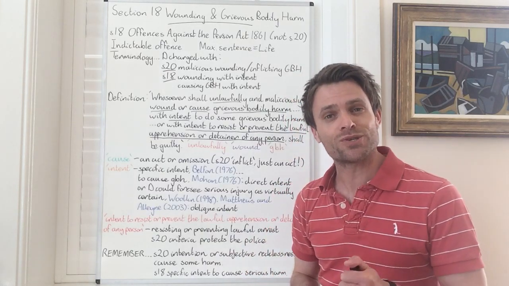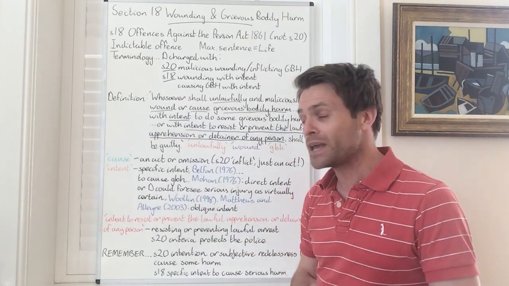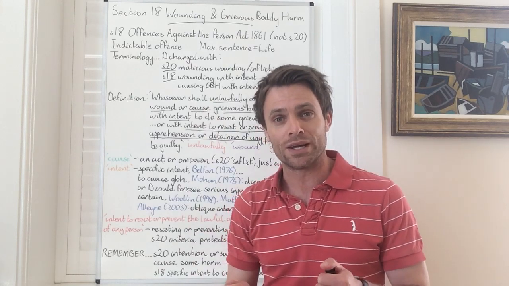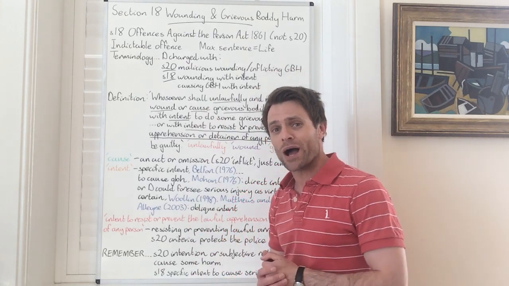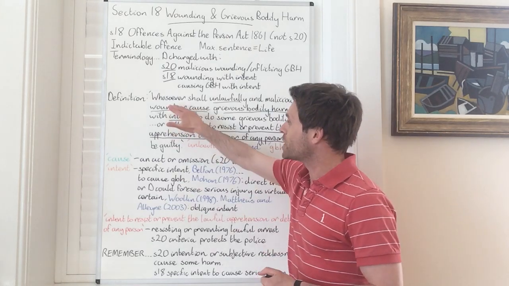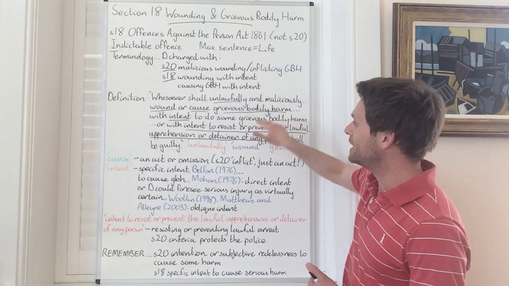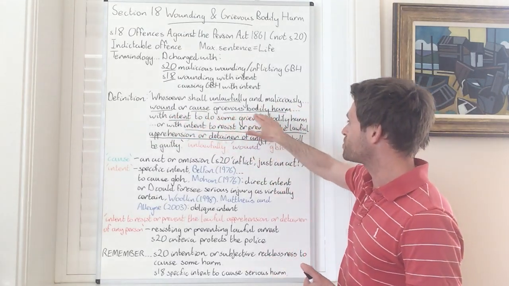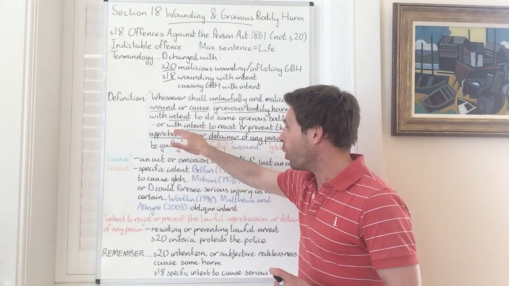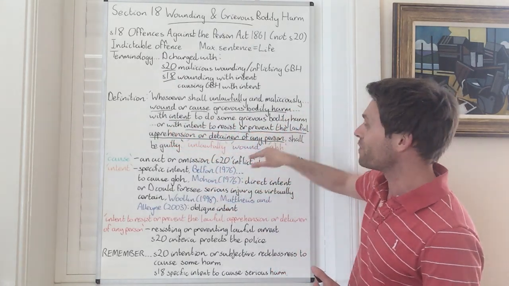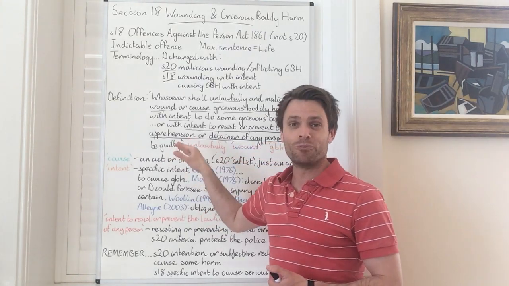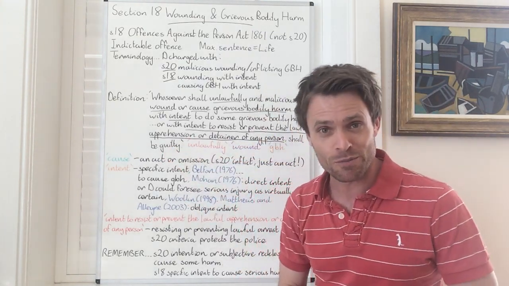Now, when it comes to Section 18 offences specifically, here is the definition. A word of warning, it is quite long-winded, a bit of a mouthful, so do bear with me. Section 18 offences can be defined as: whosoever shall unlawfully and maliciously wound or cause grievous bodily harm with intent to do some grievous bodily harm or with intent to resist or prevent the lawful apprehension or detainer of any person shall be guilty. Told you it was a bit of a mouthful.